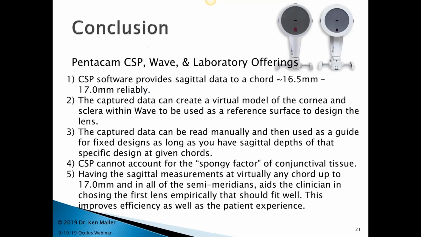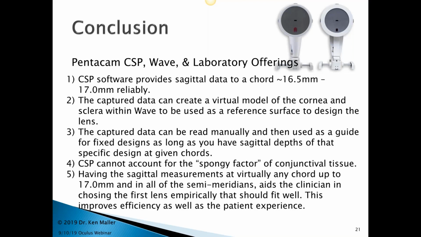Okay, so just wrapping this up over here, because I do want to get to questions. In conclusion, the Pentacam CSP software, Wave, and the laboratory offerings, the CSP software can really give you sagittal data to a chord of 16.5 to about 17 millimeters reliably. I will tell you, though, it does take practice to get the superior and the inferior lids out of the way so that you can get good pictures.